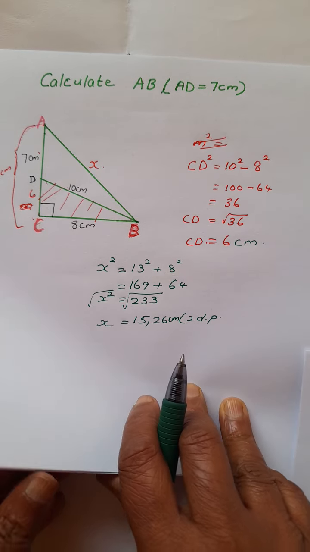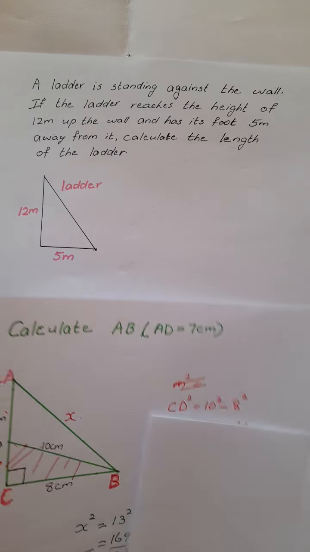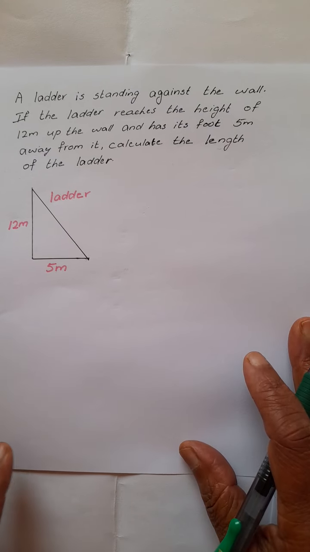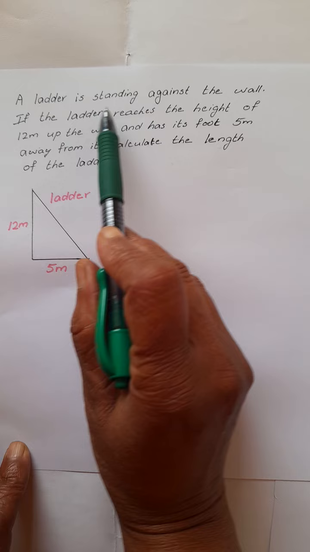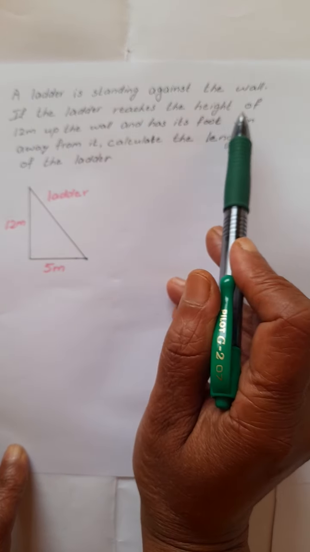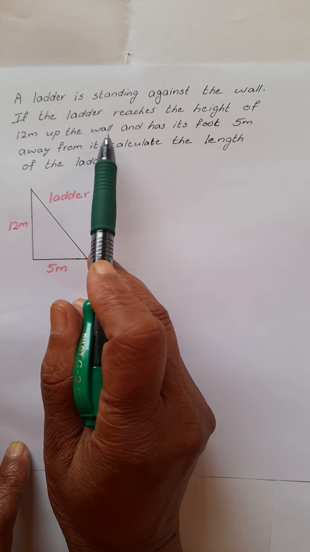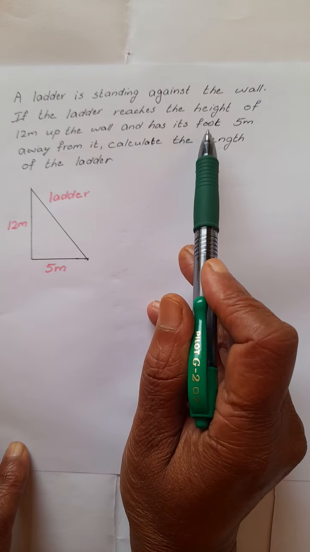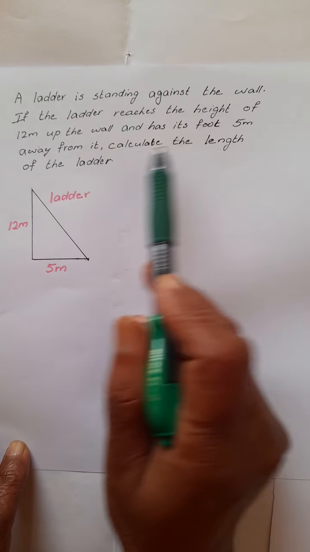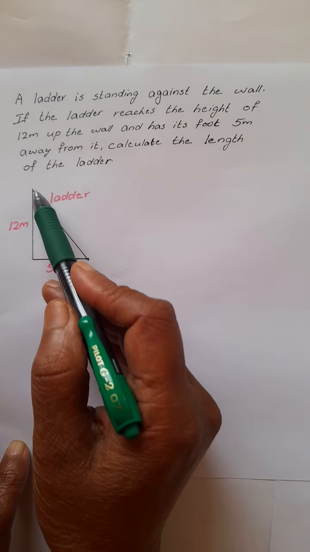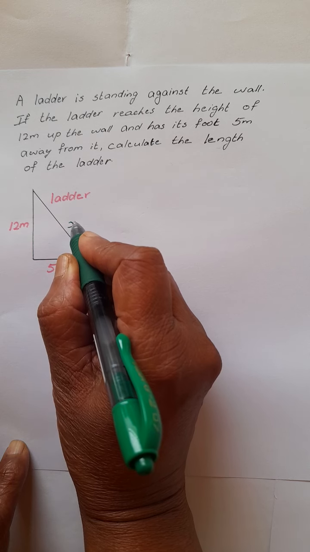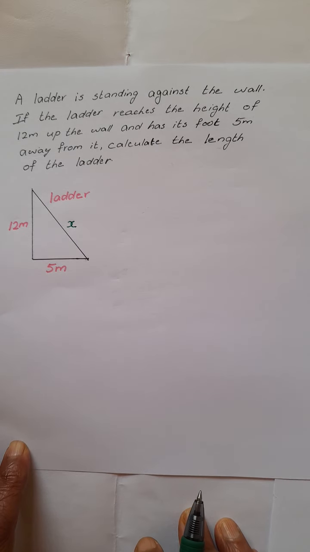Then the last question here is a word sum. So we use the Pythagoras theorem in real life. A ladder is standing against the wall. If the ladder reaches a height of 12 meter up the wall and has its foot 5 meter away from it, calculate the length of the ladder. So this is the ladder. We are going to calculate the length of the ladder, so we name it as x.